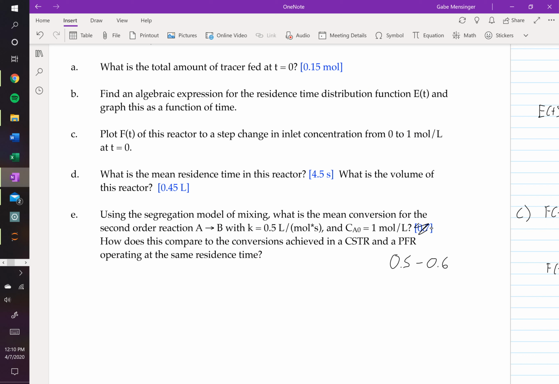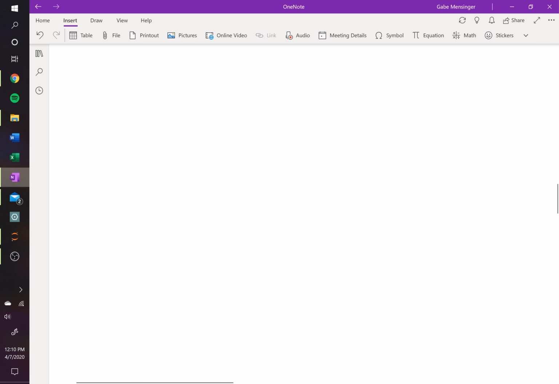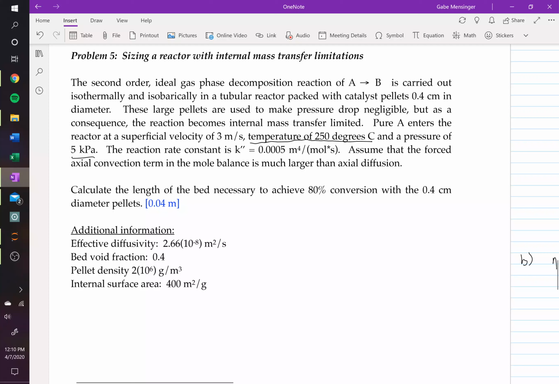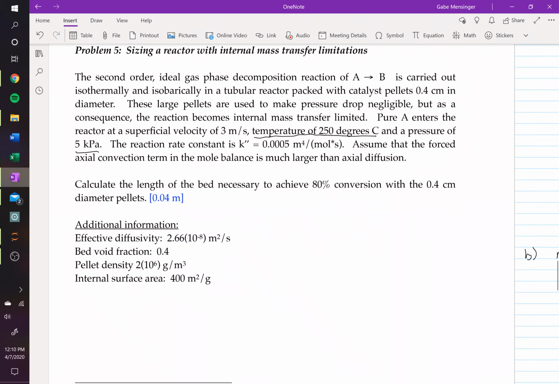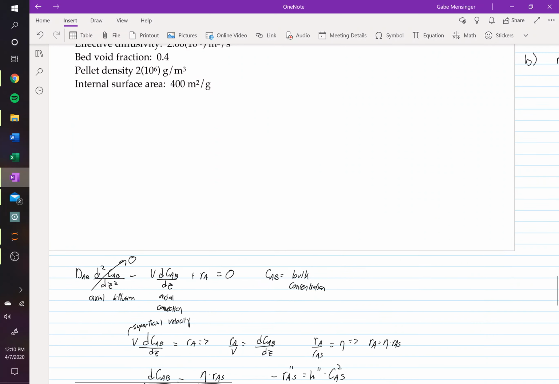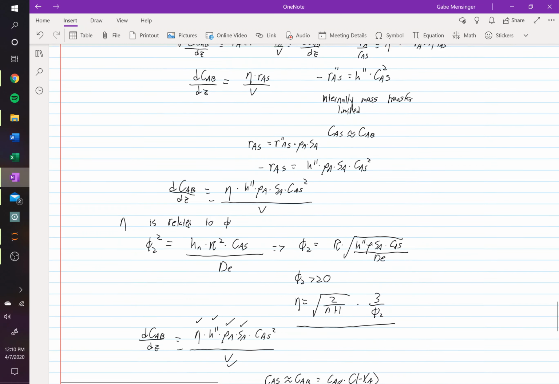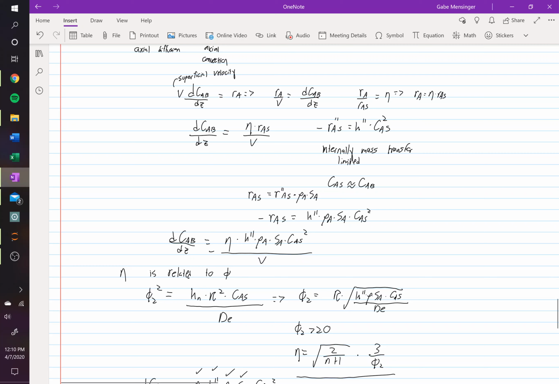And then the last one was on number 5, sizing a reactor with internal mass transfer limitations. Going through it, let me clear a couple things up.